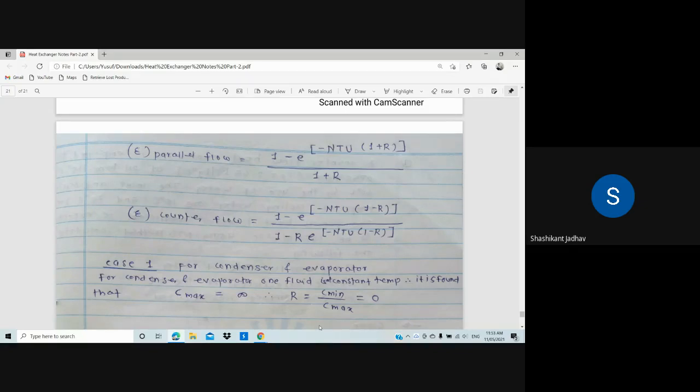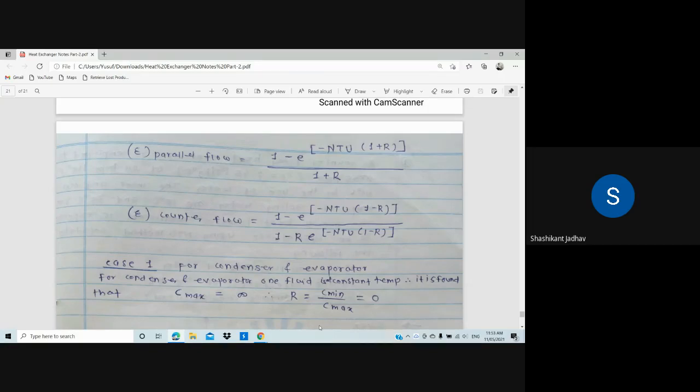So effectiveness for the parallel flow heat exchanger is equal to 1 minus e raised to minus NTU into bracket 1 plus R, divided by 1 plus R. So by using this equation we have to calculate the effectiveness for the parallel flow heat exchanger. And how to calculate the effectiveness for the counter flow heat exchanger?